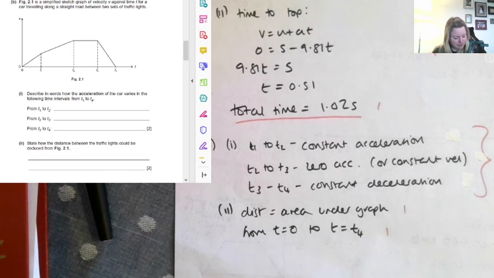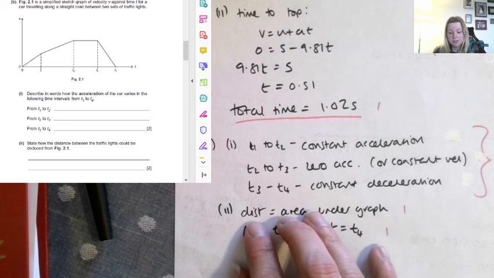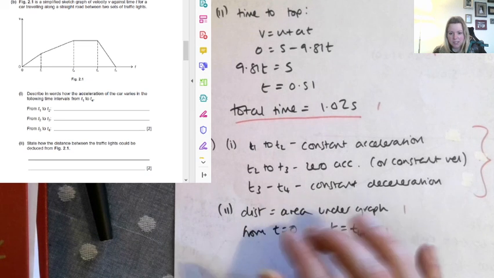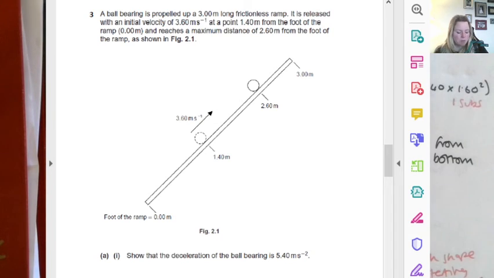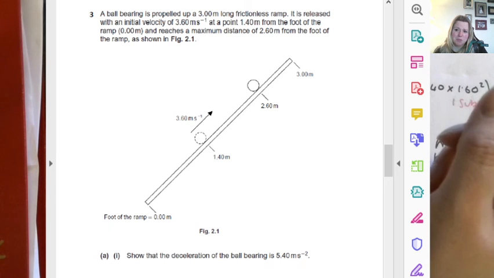So first of all, you say the distance is the area under the graph. But to get the second mark there, you had to say from time t is 0 to time of t4. I'm not convinced I would have thought to put that level of detail in there, if I'm honest. But there you go. Right, question 3 is probably the most awkward one in the whole set.